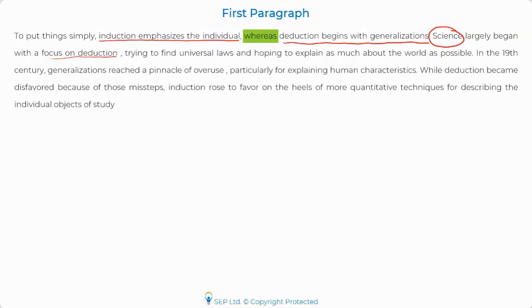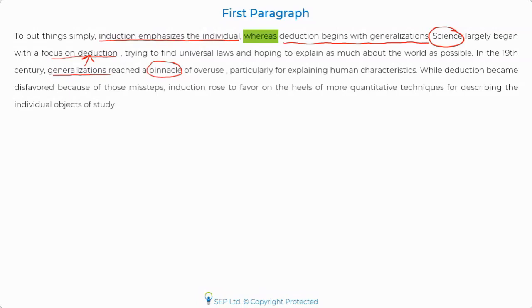In the 19th century, now see, we are talking about at the beginning and then down the line. In the 19th century, generalizations. Now, what are generalizations? In other words, it is related to deduction, isn't it? This is where we have deduction beginning with generalization. So when we are saying in the 19th century, generalizations reached a pinnacle of overuse, we are basically saying deduction reached a pinnacle of overuse. Now, what if I don't know what the word pinnacle means? One, I could do a fill in the blank here. Two, I could simply try to understand the overall meaning. The overall meaning here is generalization reached overuse. Okay. Pinnacle, by the way, means a summit.